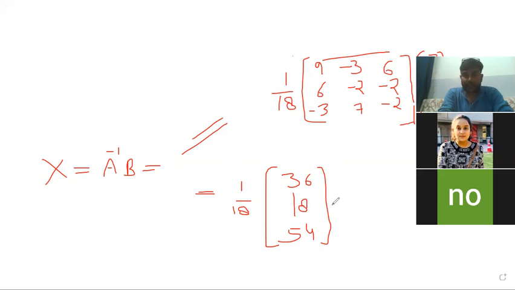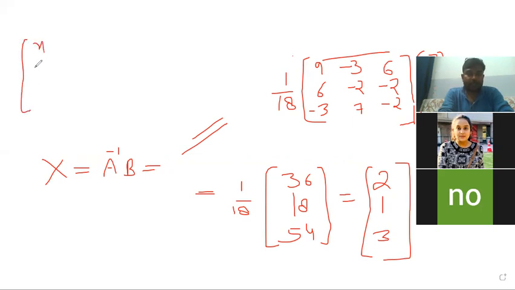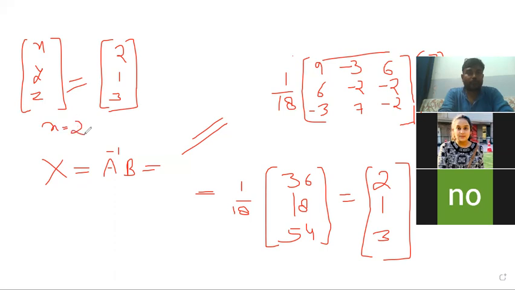Then after that, we divide by 18. Dividing everything by 18, 18 twos are 36, and 18 threes are 54. And we write x, y, z as small x, small y, small z. That will be equal to this value, 2, 1, 3. And finally, we can say that x is 2, y is equal to 1, and z is equal to 3.